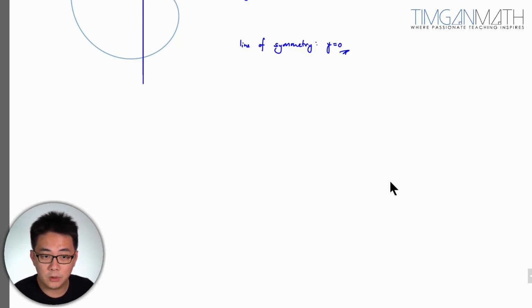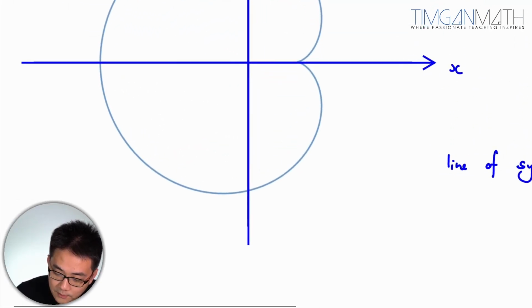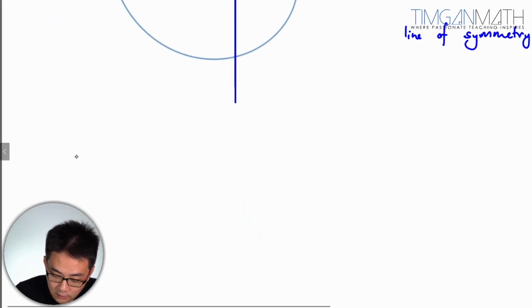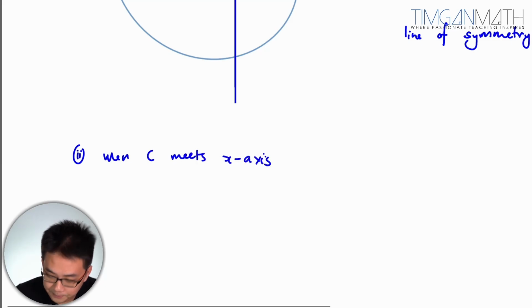In the subsequent question, you're told to find the value of theta where C meets the x-axis. Meeting the x-axis means here. This part here is the x-axis, so this is when y equals 0, and this is y equals 0 as well. So we need to find these 2 points here. Finding the theta, for part 2, when C meets the x-axis, we have y equals 0.